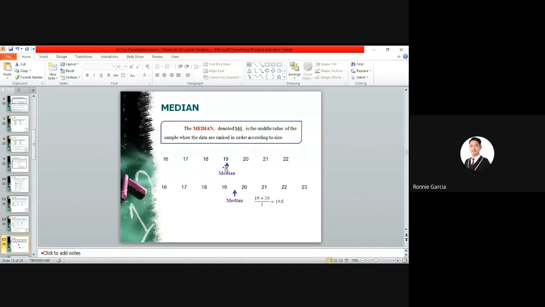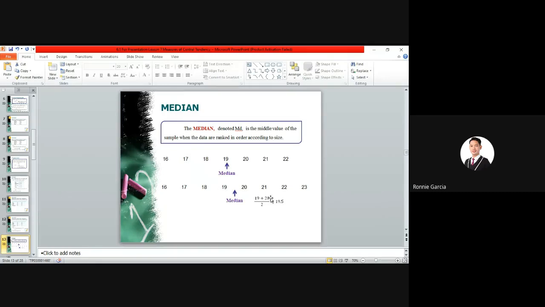Just like in this example, we have the numbers 16, 17, 18, 19, 20, 21, and 22, already arranged. So if you can see, we have 1, 2, 3, 4, 5, 6, 7. The number of observations is 7. 7 is an odd number, right? So take note, if your number of observations is odd, then there is a single or unique value in the middle. So you only have one value. In this case, 19 is the middle, because there are 3 values on its upper or left side, and 3 values on its right side or lower part. So it is the middle.